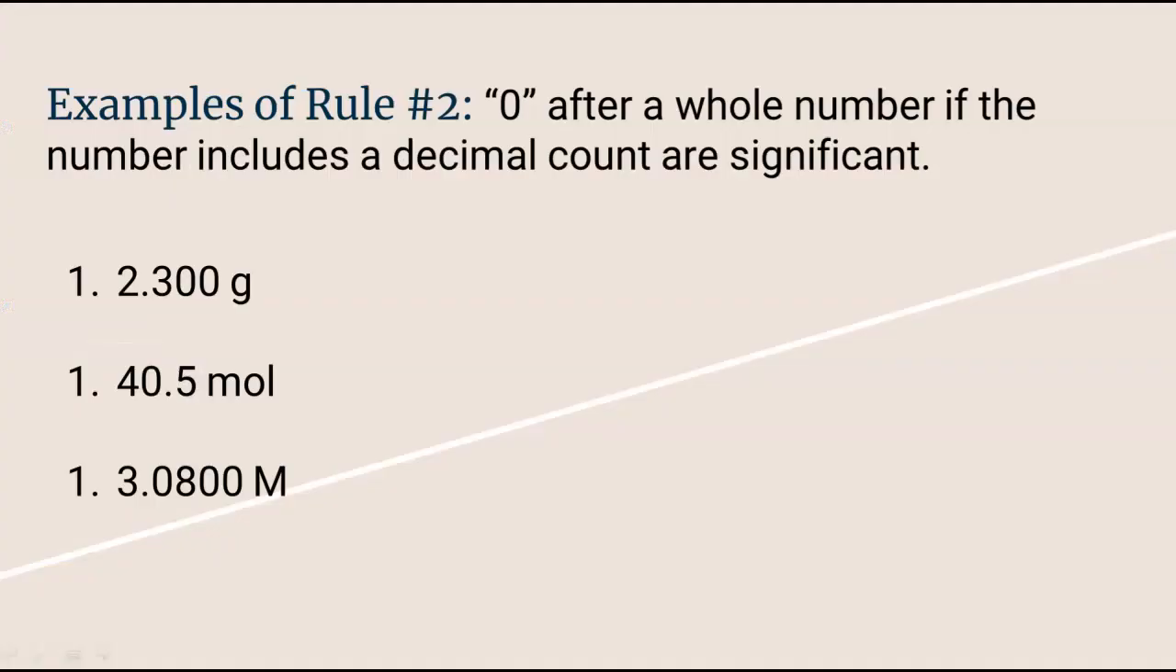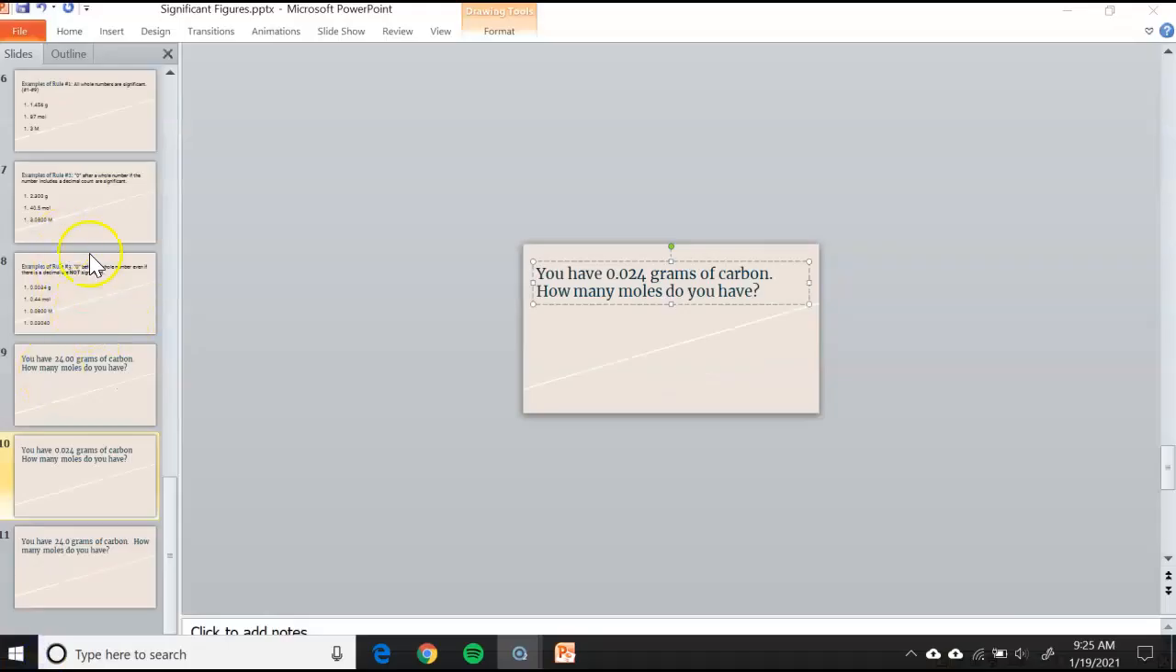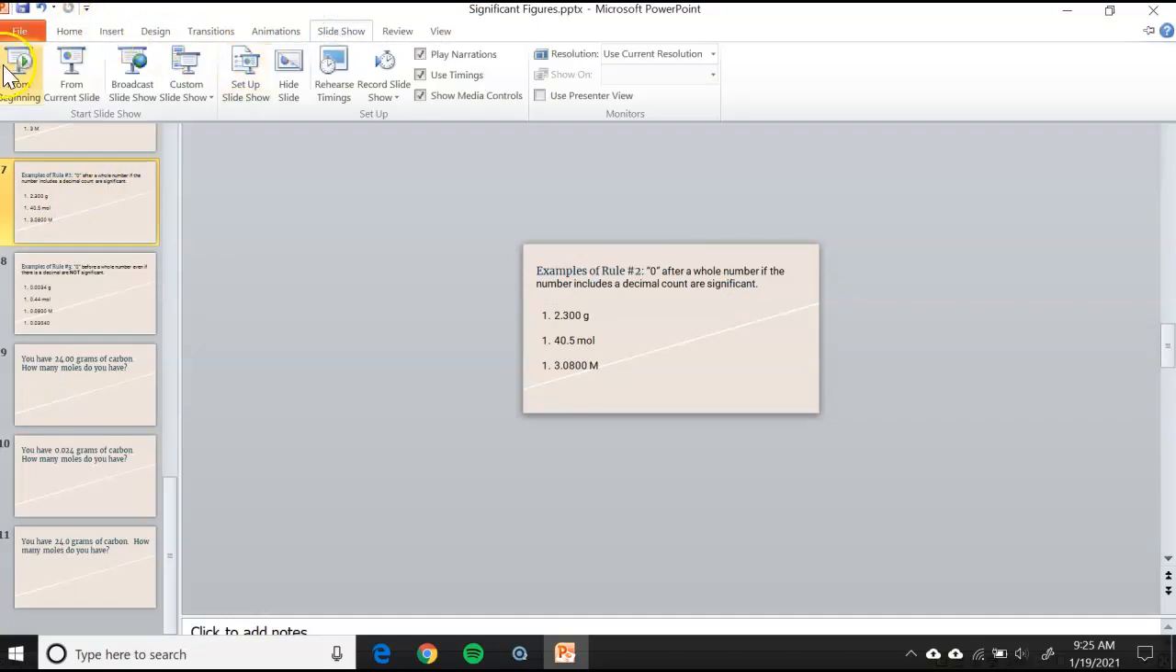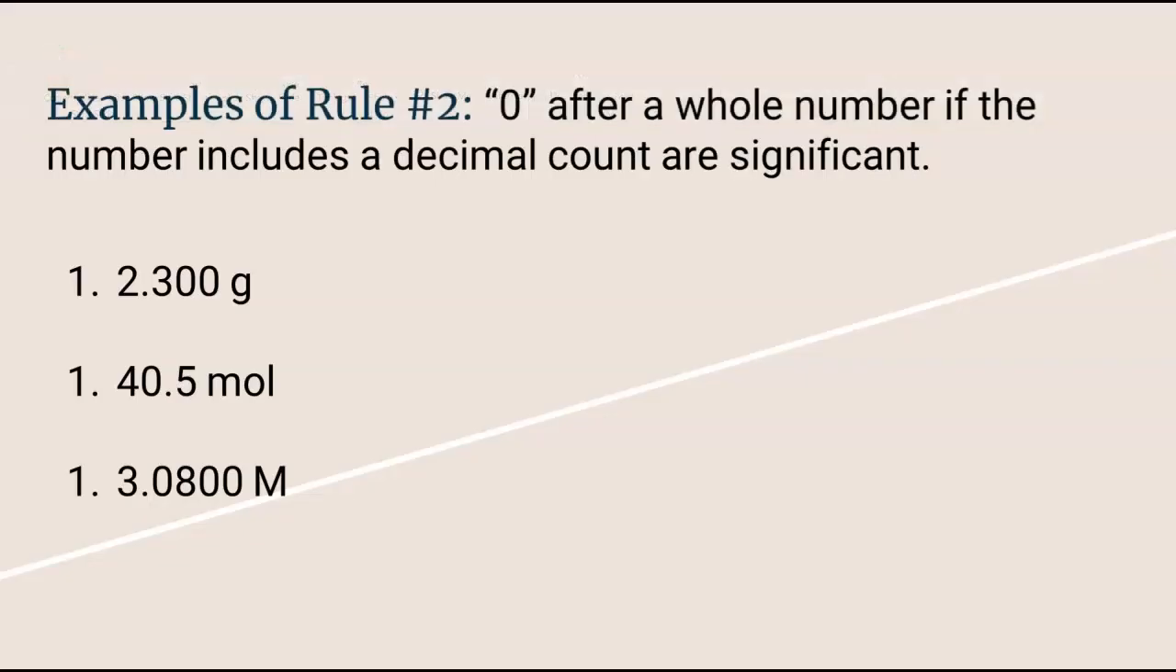Rule number 2 discusses the zeros. So any 0 after a whole number, if the number includes a decimal, is significant. So you'll notice that I have 3 numbers here. My apologies that they're all labeled number 1. So let me go through the second slide one more time. I'm having a little bit of an issue with my screencast-o-matic. Just making certain that I had worked through this here.